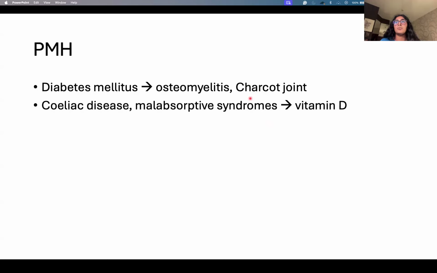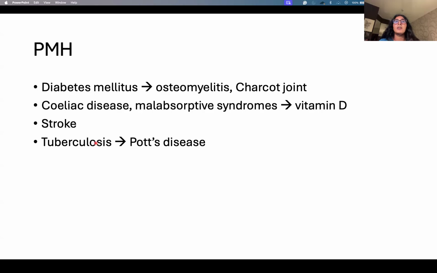So celiac disease, malabsorptive, IBDs, you might have a vitamin D deficiency from that, and as a result have weak bone, and that can cause fractures. Recent stroke is a good one because they're more at risk of falls, and that right there is a reason for being more susceptible to trauma.